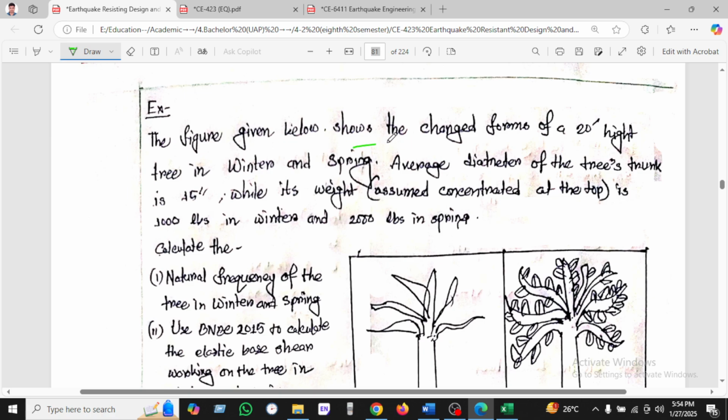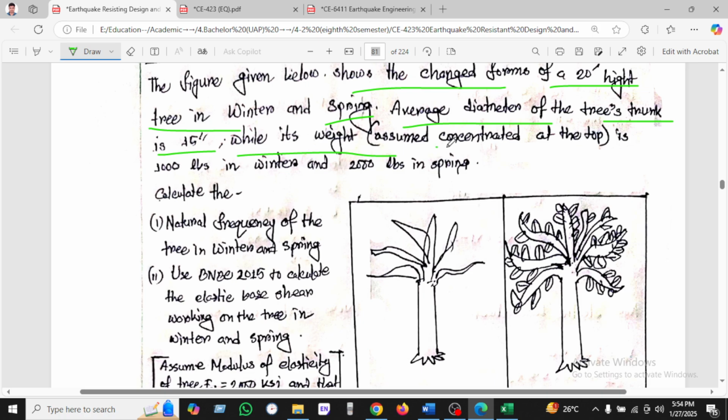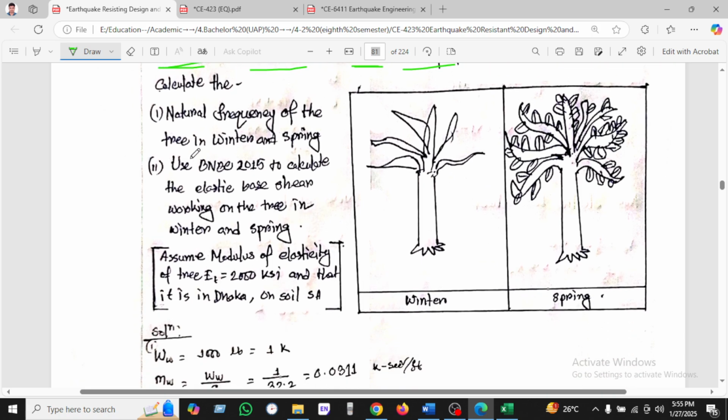The figure given below shows the change of form of a 20 meter height tree in winter and spring. The average diameter of the tree trunk is 15 inches, and the weight is assumed constant at the top, 100 pound in winter and 200 pound in spring. Calculate the natural frequency of the tree in winter and spring. Use BNBC 2020, and calculate the elastic base shear in the tree in winter and spring.